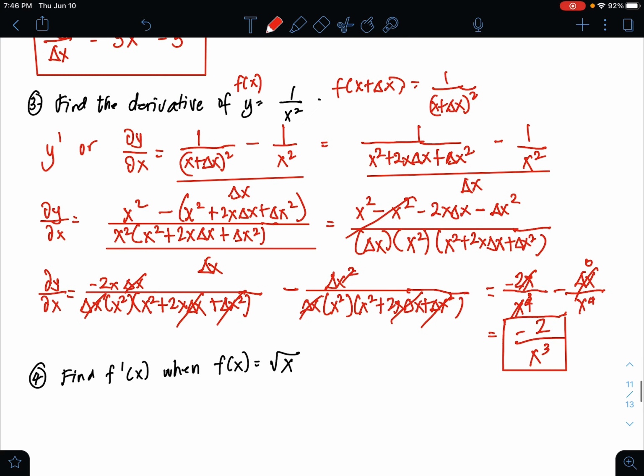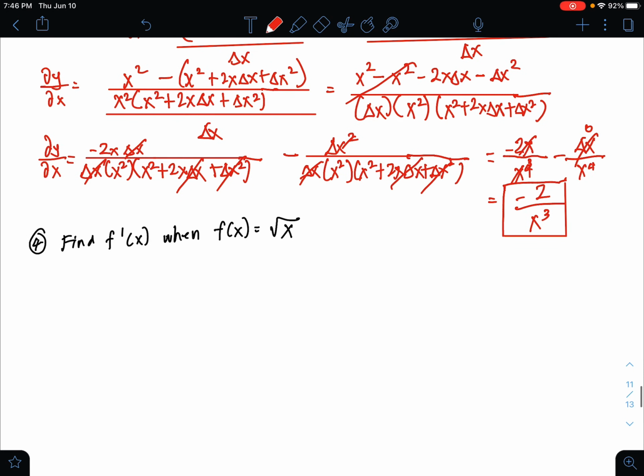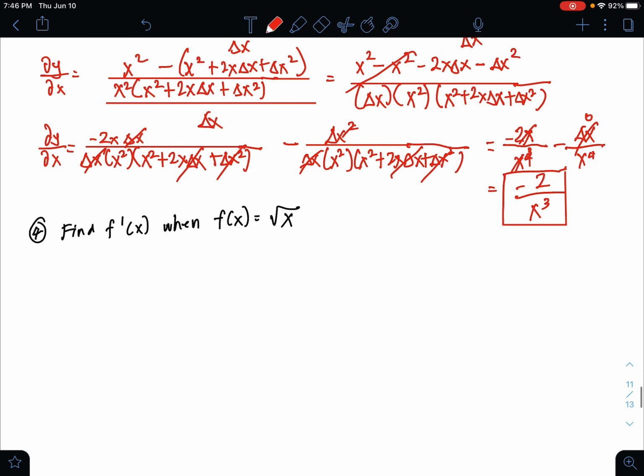Okay. Next example. Find f prime of x when f of x is equal to the square root of x. So, as I've said earlier, f prime of x is just delta y over delta x or dy over dx or change in y over change in x. So, para mas nindot, f prime of x na lang. Mas dali, di ba? Okay? So, the square root of x plus delta x minus square root of x. One is f of x, di ba? So, kani siya is f of x plus delta x. Kani siya si f of x, all over delta x.